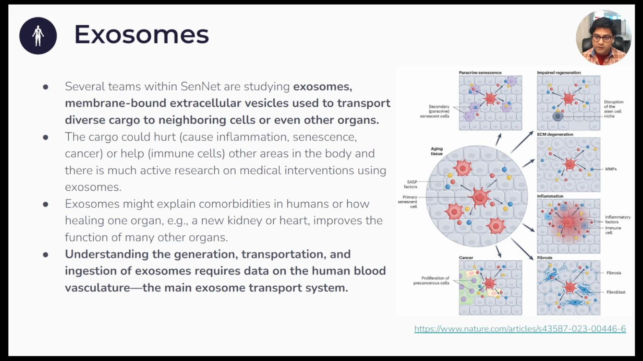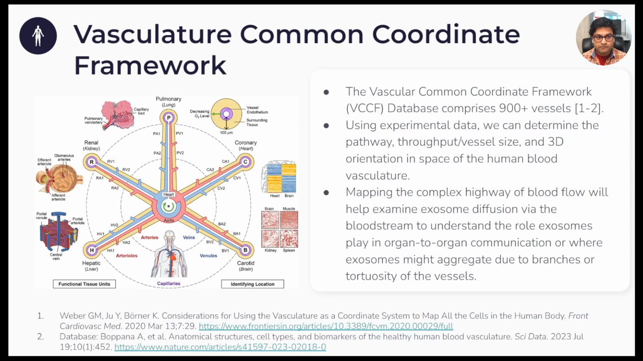Understanding the generation, transportation, and ingestion of exosomes requires data on the human blood vasculature, which is the main exosome transport system. And this is where the concept of the vasculature common coordinate framework can help. The VCCF database comprises 900 vessels, and it aims to localize each cell in the human body in relation to the vasculature that supplies oxygen to that cell.